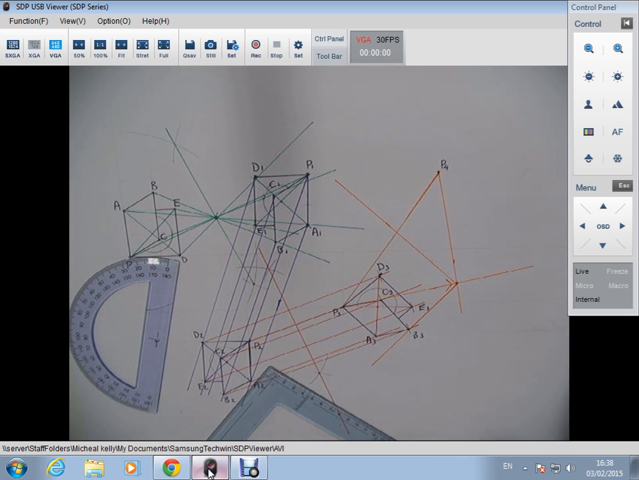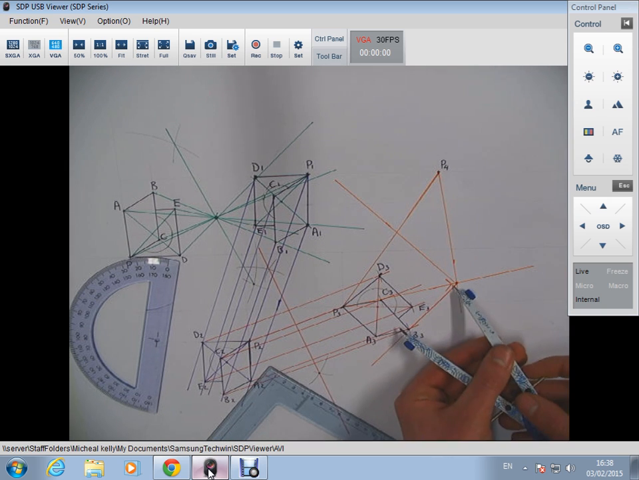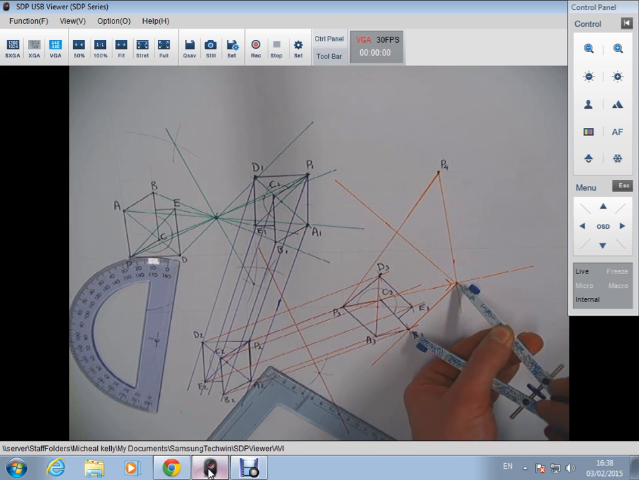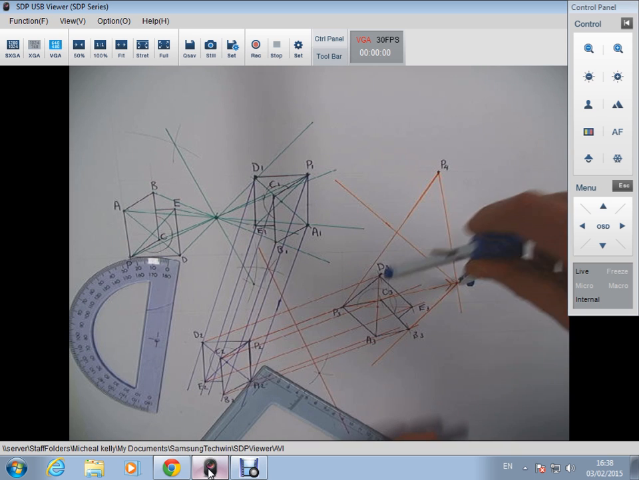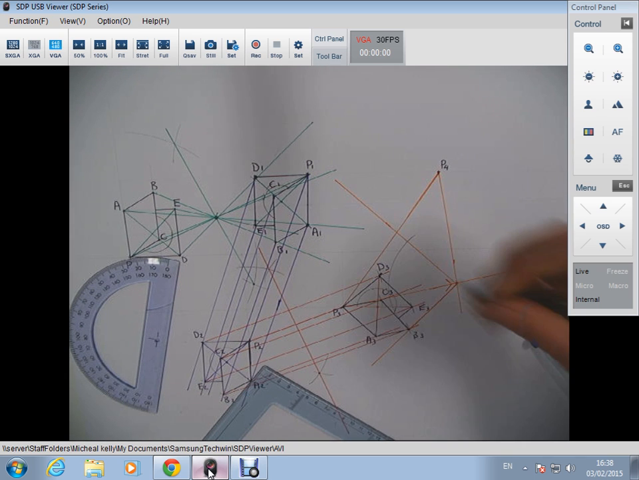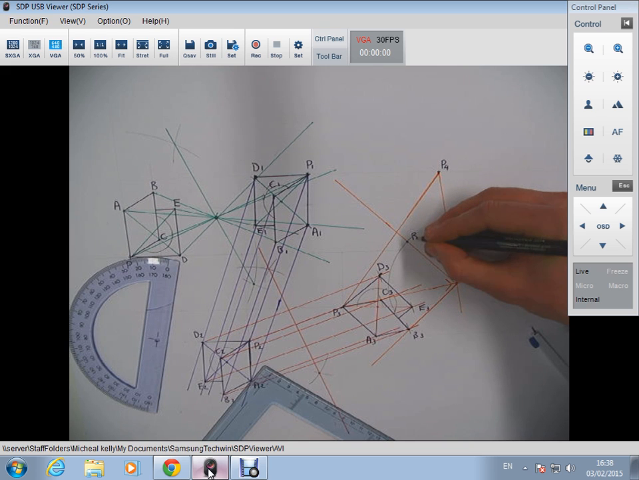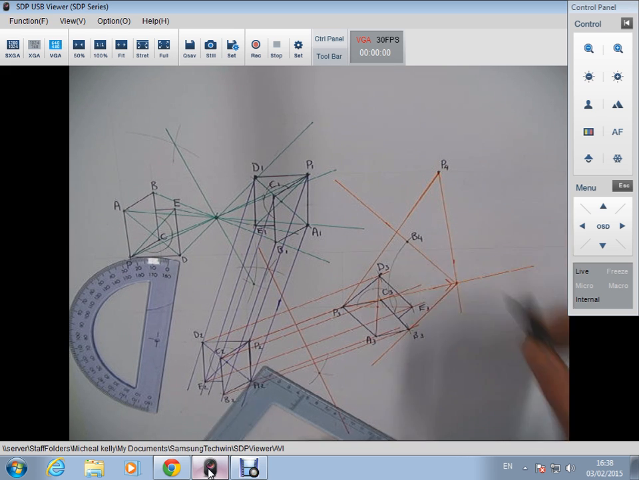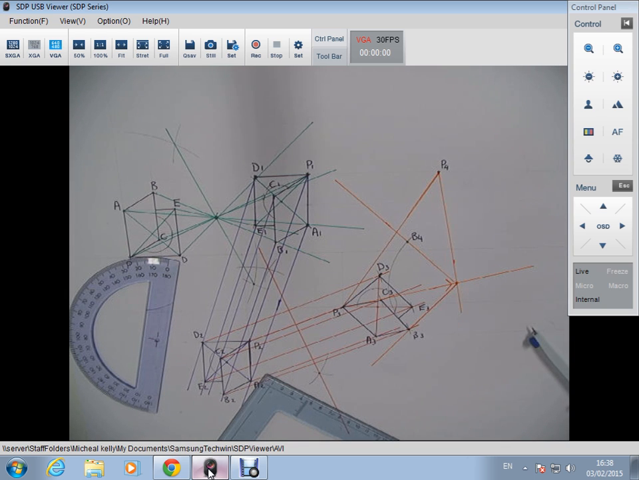So to find where that point is going to be, I'm going to put the point of my compass down on this point of rotation, and I'm going to rotate B onto that line. That's going to give me my point B4. That is the point B3 after being rotated 90 degrees in a clockwise direction. I just do the exact same thing for each of the other points.